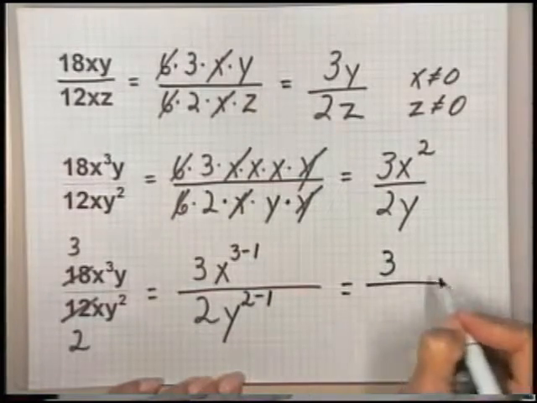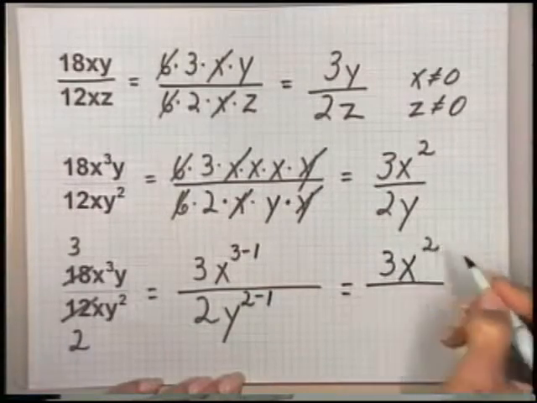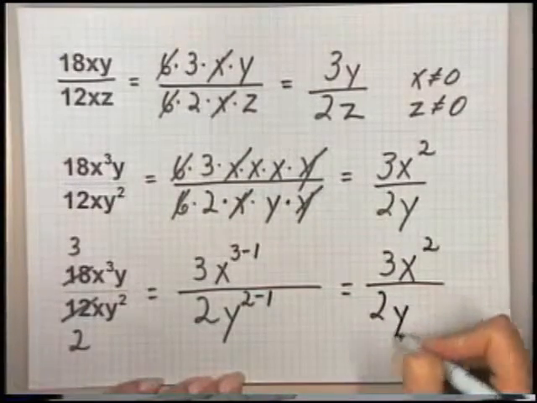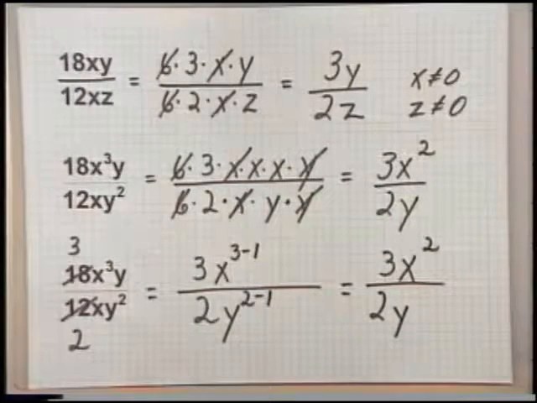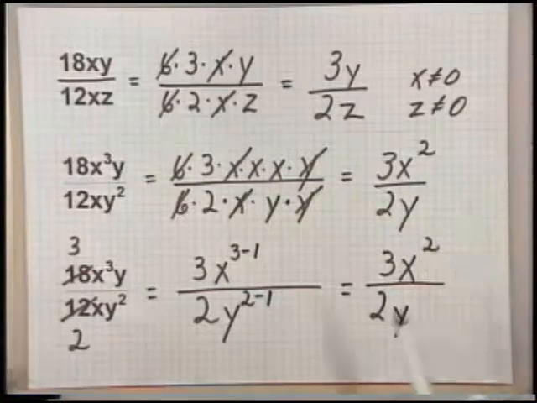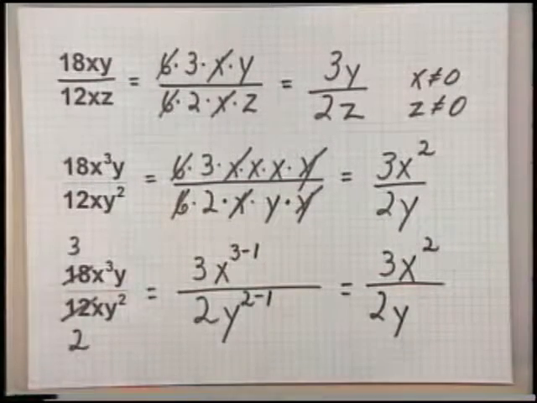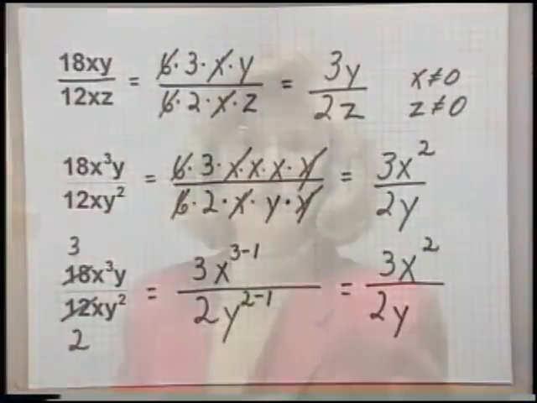My result is 3x to the second power over 2y to the 2 subtract 1, which will give me first power, and I don't need to write the 1. Notice I get the same result. This method was much shorter, wasn't it? When we're reducing rational expressions, we'll use the reduction property of fractions, but we can also use our exponent laws when we have like bases raised to powers greater than 1. Let's work some more problems.